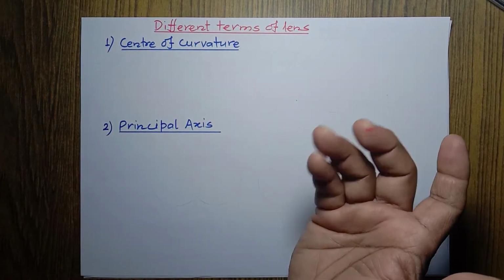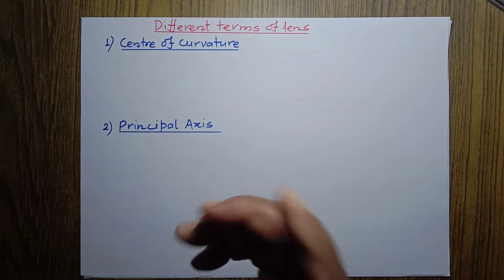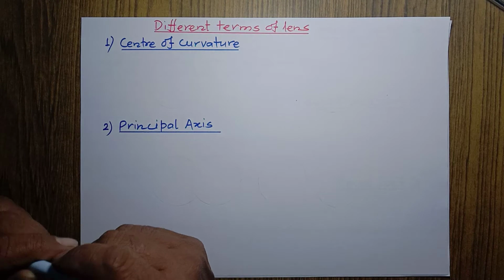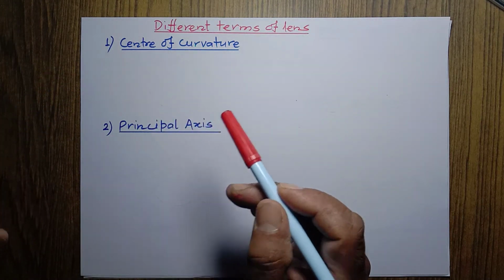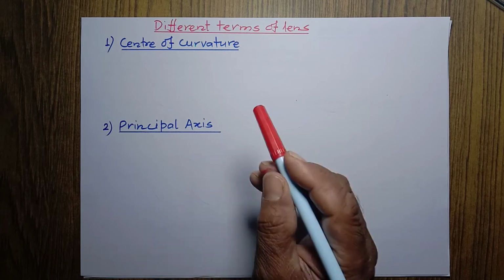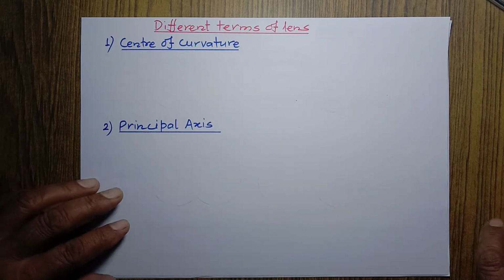Today we are talking about different terms related to the lens. Without the understanding of these terms, we cannot study the lens properly. That's why let's talk about them.